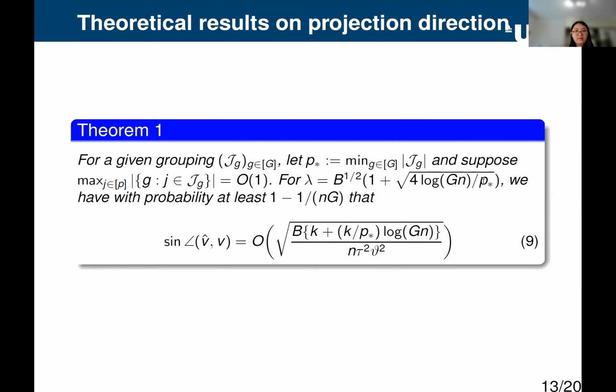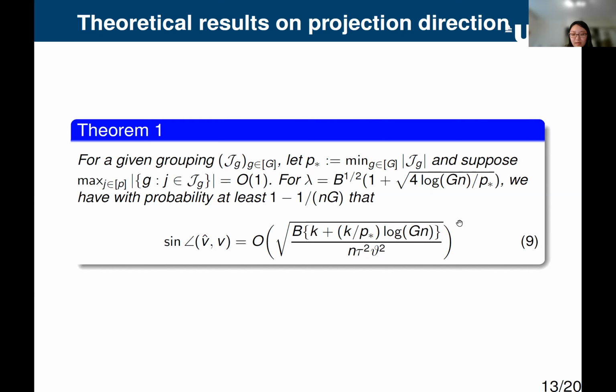So first, let's look at the theoretical results on the projection direction. Theorem 1 is the upper bound for the sine angle loss between the estimated projection direction and the oracle projection direction. For a given grouping G, we let P star be the minimum group size, and we suppose that coordinate J belongs to at most C groups. For this theoretical choice of tuning parameter lambda, we have that with probability at least 1 minus 1 over NG, the sine angle loss between V hat and V has this order.